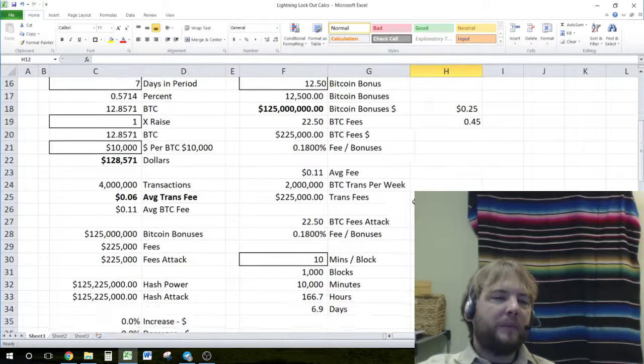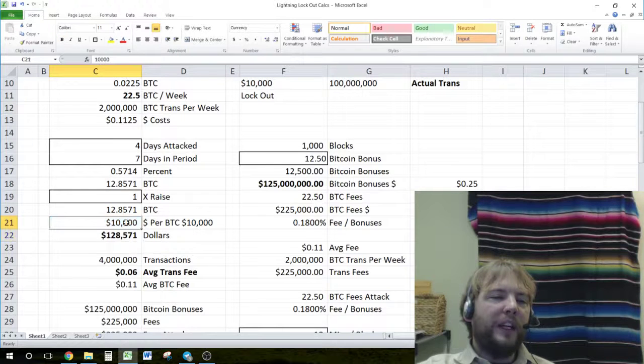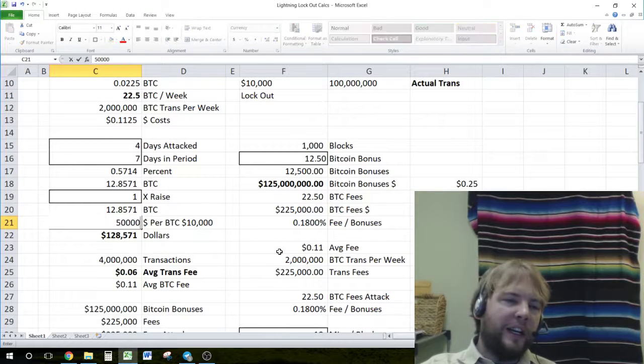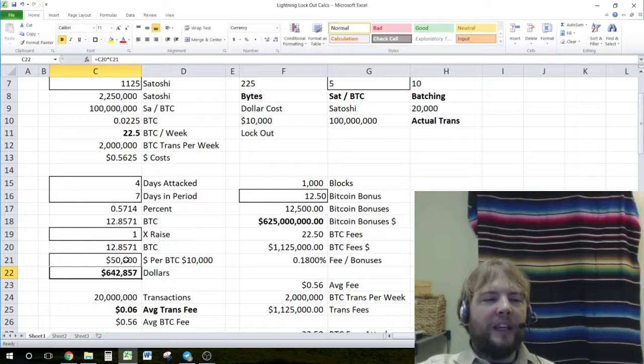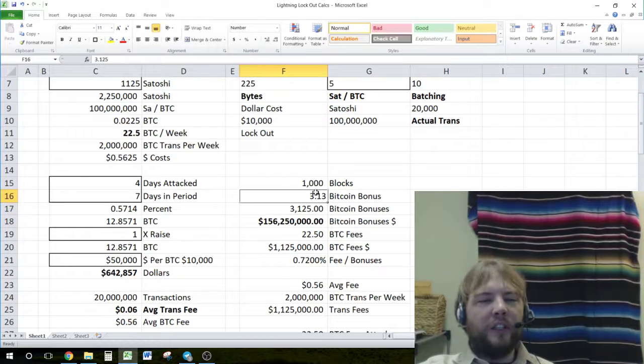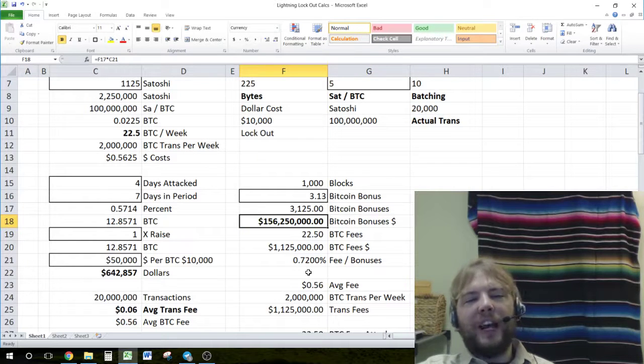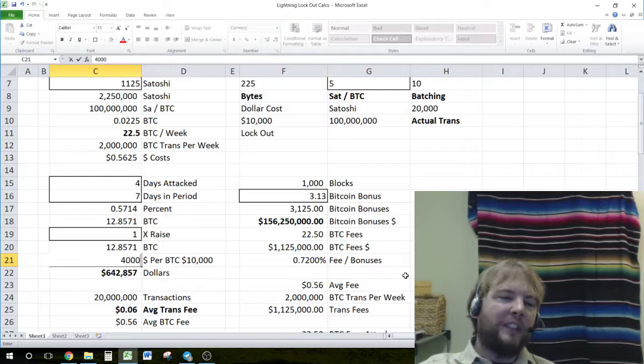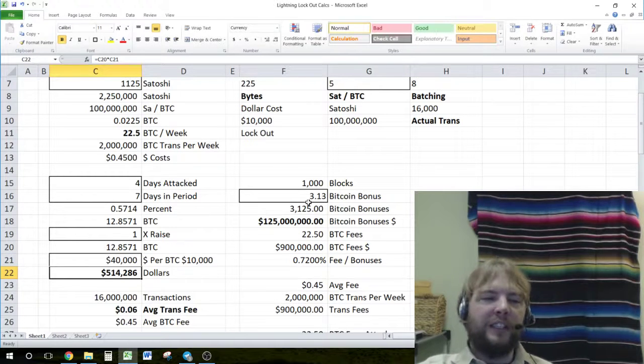And then also, if you have a situation where you make the price, let's just call it $50,000, and you decrease the mining reward from 4% to 1%, well, the bonus per week actually goes up in this situation. Well, really, so long as Bitcoin goes over $40,000. If you go from 4% to 1%, then the bonus per week actually goes up.